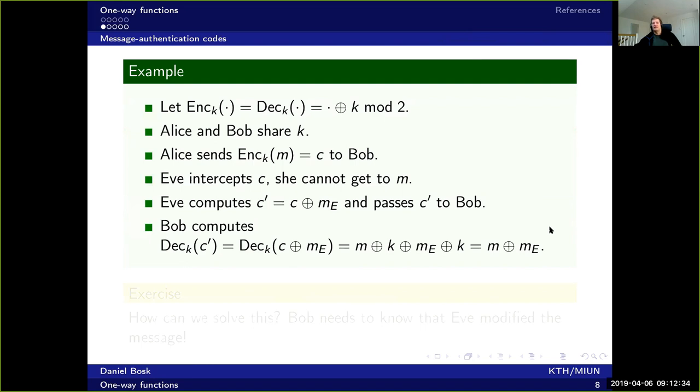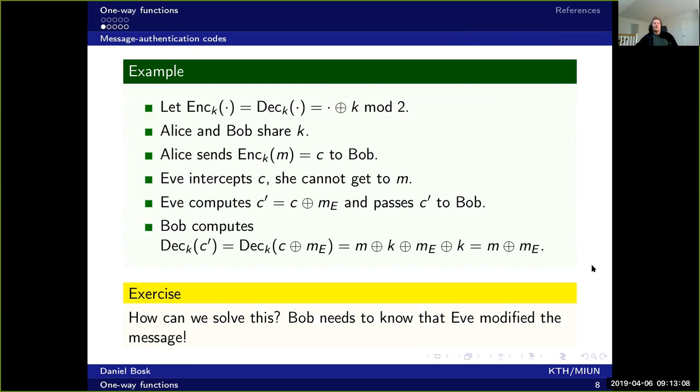And in some cases, Eve can actually guess what Alice is going to send. If Bob is a bank, then most likely Alice will send that she wants to make a transfer, and then maybe Eve is a customer in the same bank, so she knows the format and she knows where the account number is, and then she can change the account number just to be mean to Alice. So Alice's money goes somewhere else.